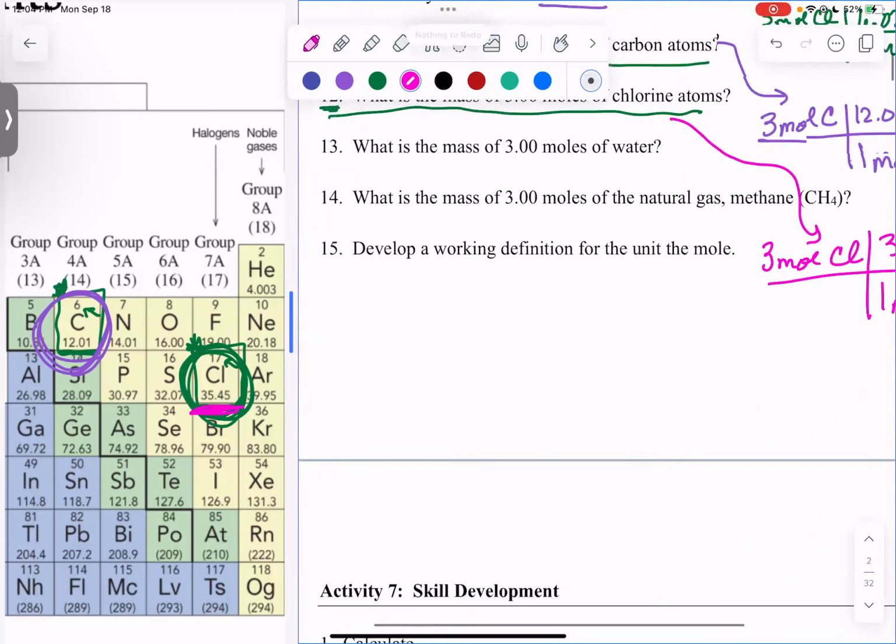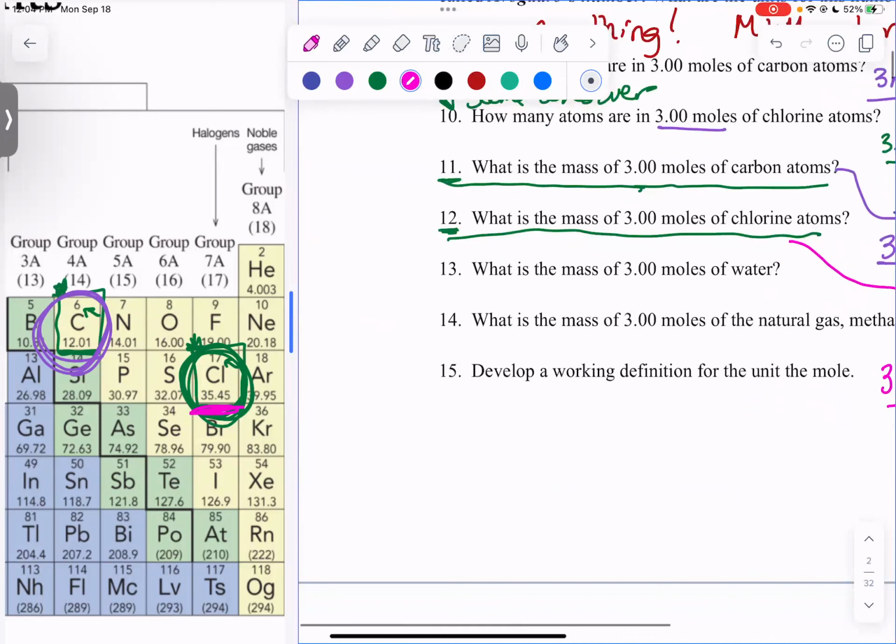Okay, 13. What is the mass of 3 moles of water? Okay, so let's do 13 right here.